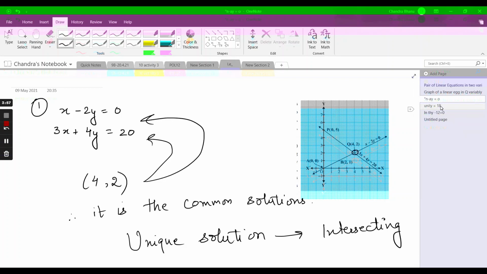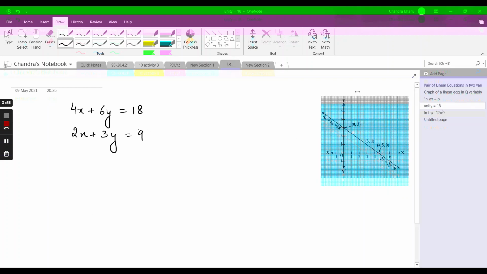Let's take another example. 4x plus 6y is equal to 18, 2x plus 3y is equal to 9. When I am drawing the graphs of these two, I am getting 2 lines which are coincident. Coincident means they are overlapping each other. I am getting the same points whenever I am taking the solutions of these.